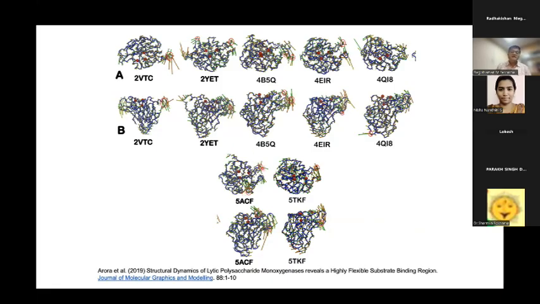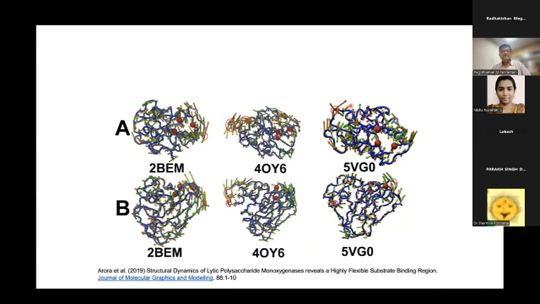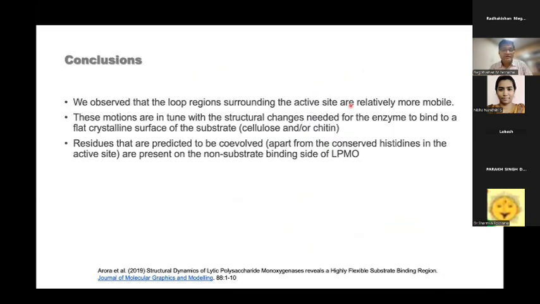And we see that these loop regions are highly mobile. The arrow indicates the direction and the magnitude of the movement of that loop. Similarly for another family, AA10, similarly for AA11, similarly for others. So what we saw was that the loop regions, again, even in this protein, the active sites are very mobile. These motions are required for the substrate binding, which is cellulose and chitin in LPMO.